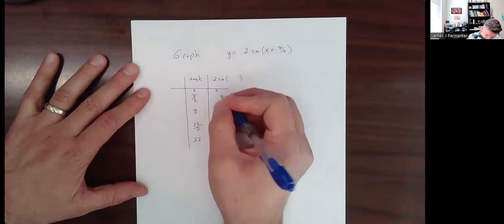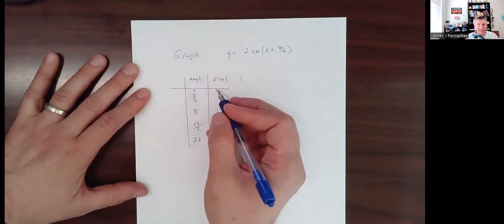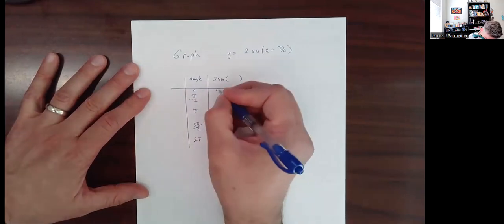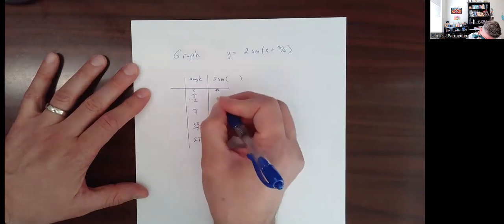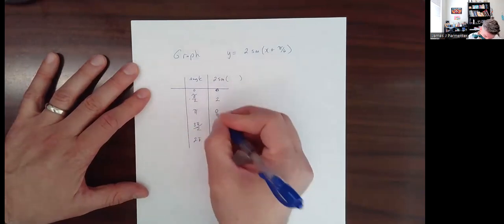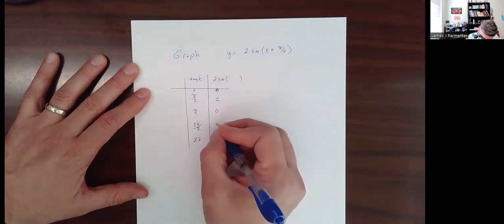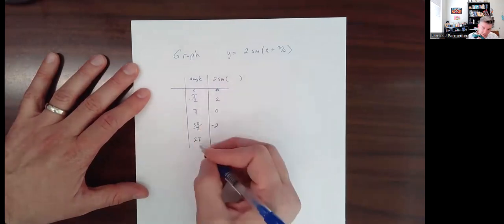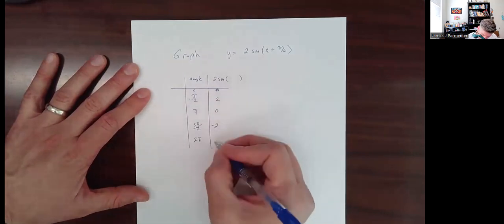sine of 0 is 0, 2 times 0 is 0, my goodness. Sine of pi over 2 is 1, 2 times 1 is 2, sine of pi is 0, 2 times 0 is 0. Sine of 3 pi over 2 is negative 1, 2 times negative 1 is negative 2. And finally, back all the way around one full period, sine of 2 pi is 0, 2 times 0 is 0.